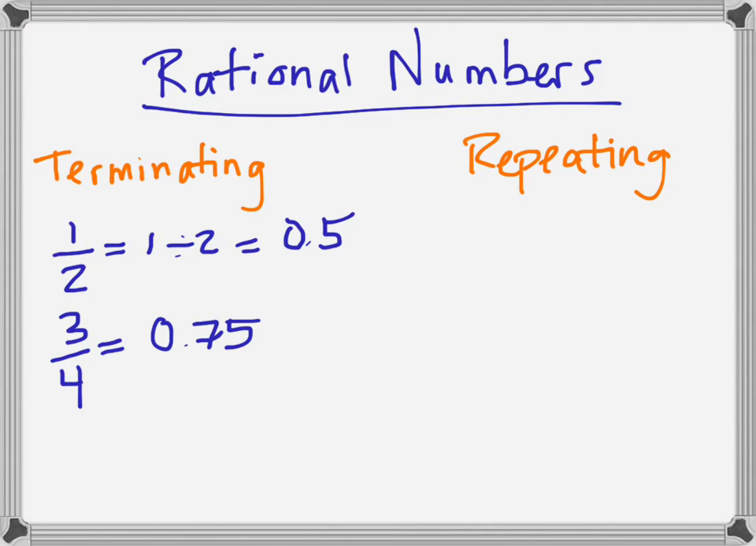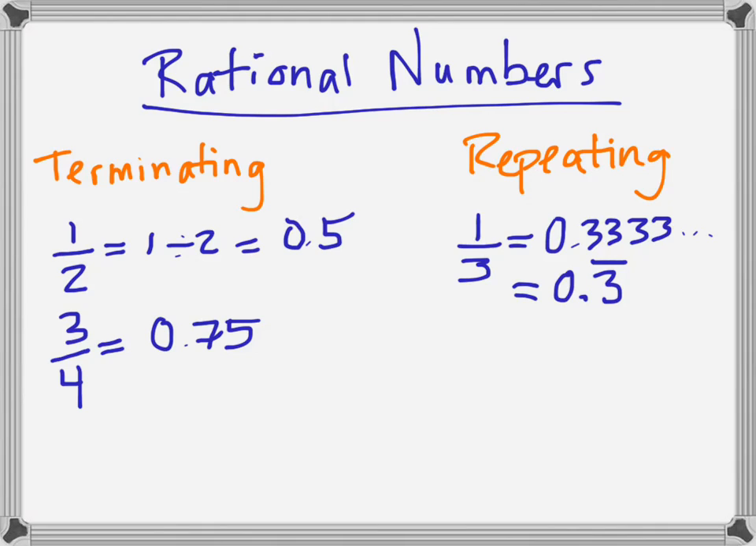Alright, repeating decimals. Things like 1/3. This is really 0.3333 forever, or 0.333 repeating. You may remember that we can write this as 0.3 with a bar over the 3 to show that the 3 continues on forever.